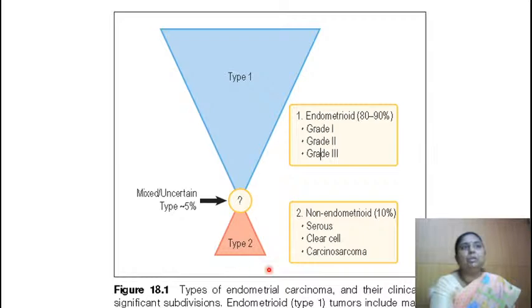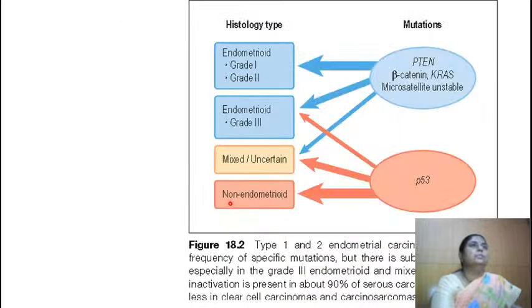Then we have the type 2 carcinomas, which are non-endometrioid carcinomas, and they comprise only about 10% of the endometrial carcinomas. Okay, and these are serous carcinomas, clear cell carcinomas, and carcinosarcomas. These do not have a differentiation towards the endometrial glandular epithelium. Okay, this is type 2. And then we do have approximately 5% of the endometrial carcinomas which do not have any of these mutational profiles. So they are of uncertain type.